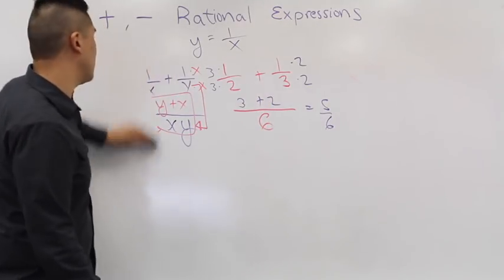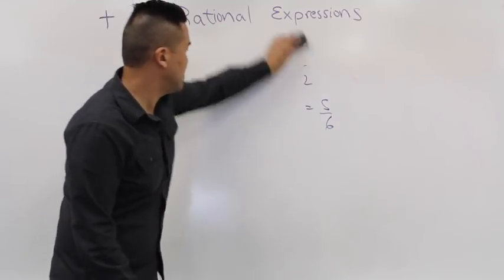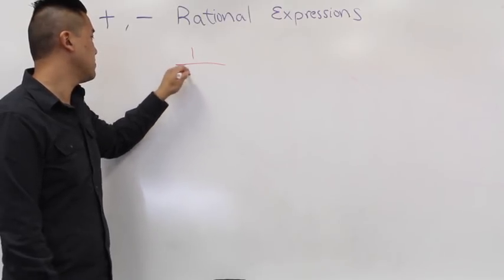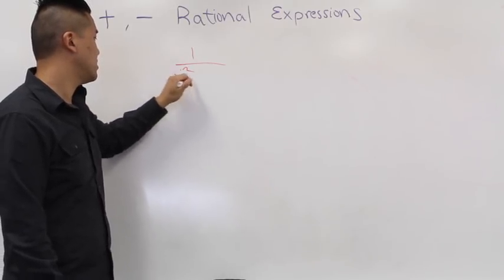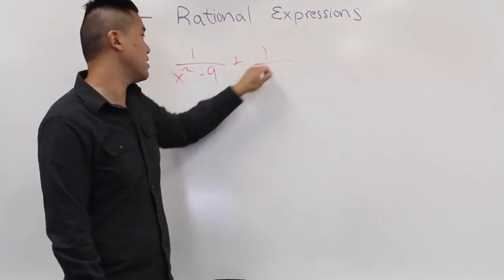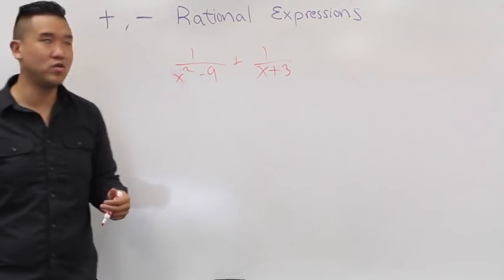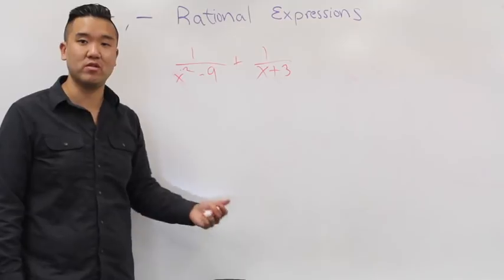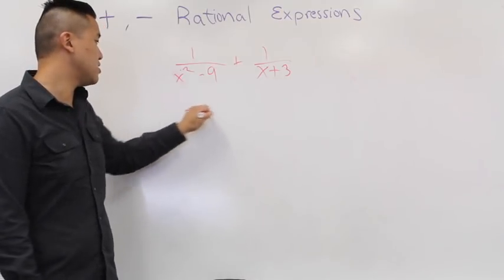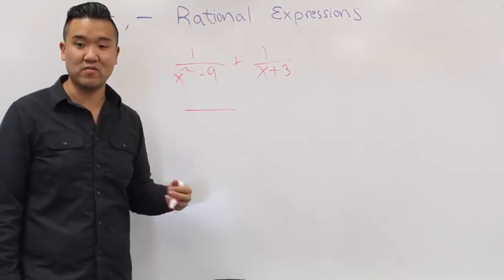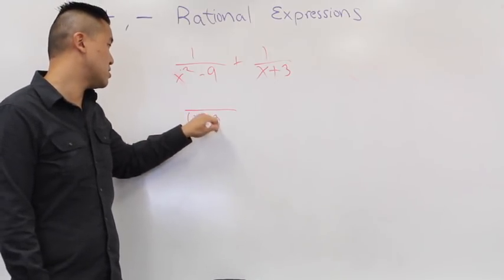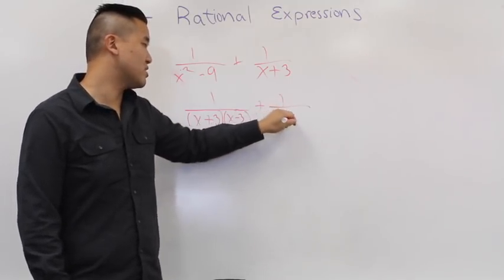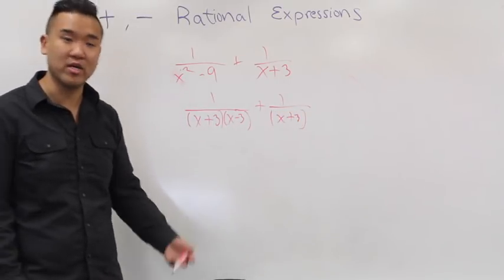Okay, so let's try another example real quick before we move on. Let's see, we have 1 over x squared minus 9 plus 1 over x plus 3. You have to factor to break it down to chunks so we don't overcompensate when we do our common denominator. So x squared minus 9 is a difference of 2 squares. We could say that's (x plus 3)(x minus 3). And then we have the (x plus 3) here. I like to put things in parentheses, which tells us it has to be all or nothing.